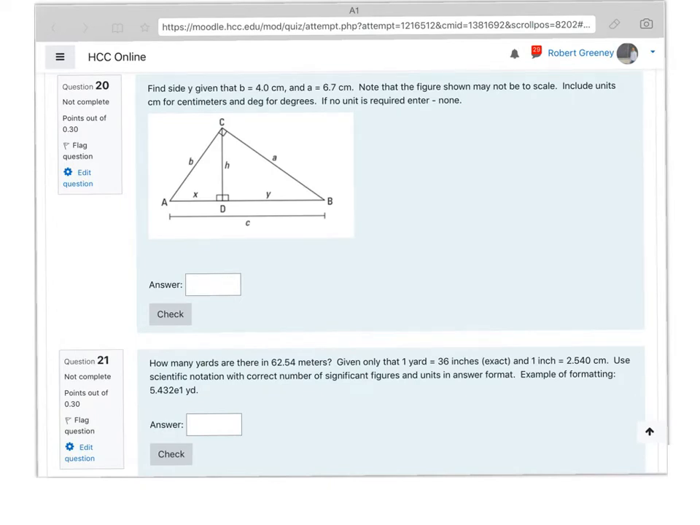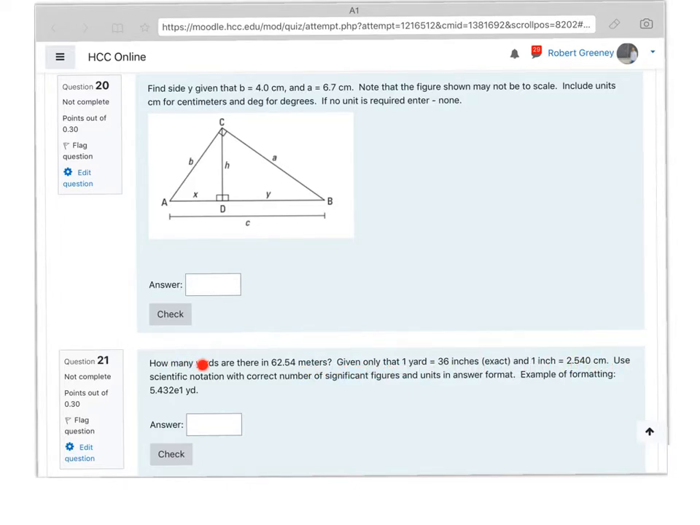So the next one, number 20, is very similar to the one we just did, only you're finding y, so I think you know the procedure. I'm not going to do this one out. I'm going to skip ahead to number 21, which is a units conversion problem. So let's do a units conversion problem together so you can see the formatting and how it works. So go to 21 and see if you can do it.